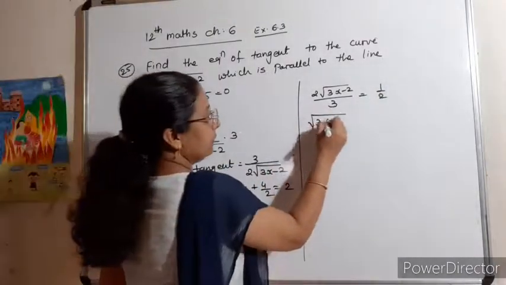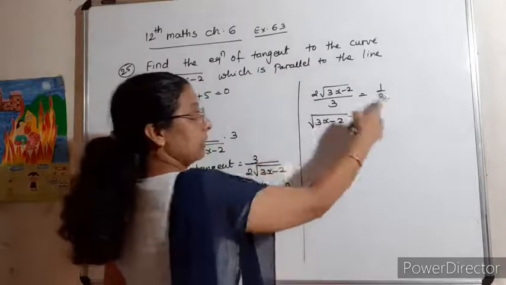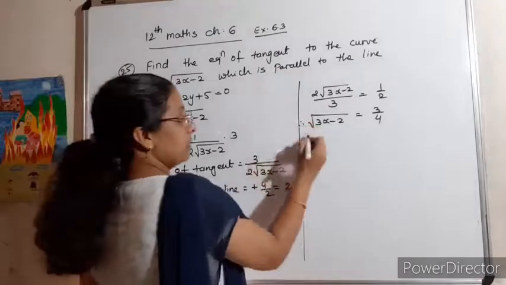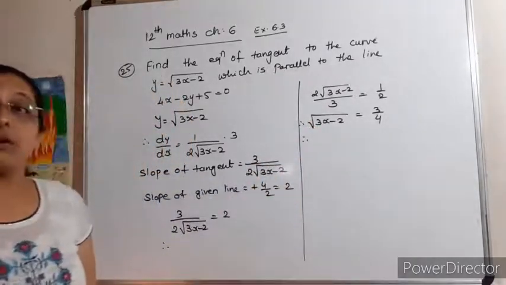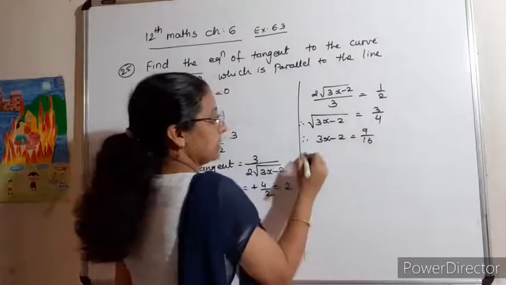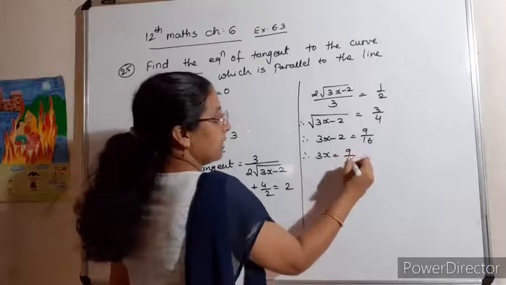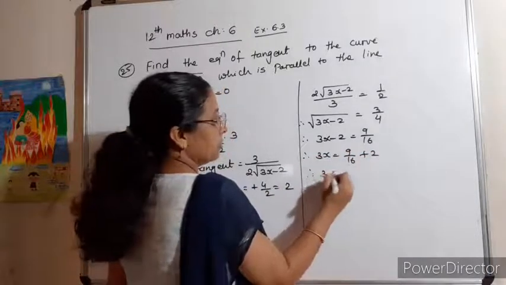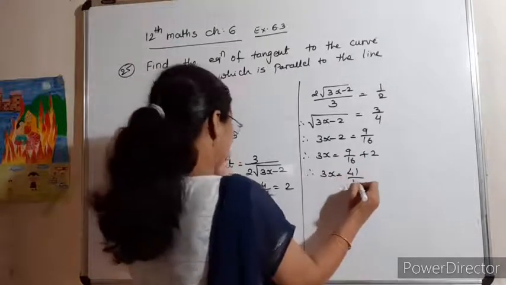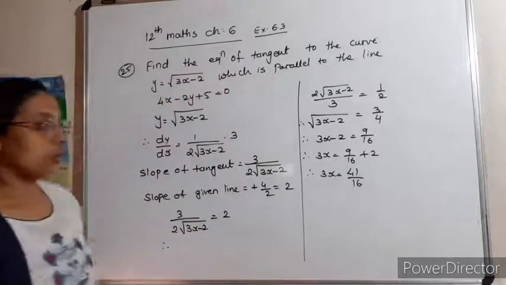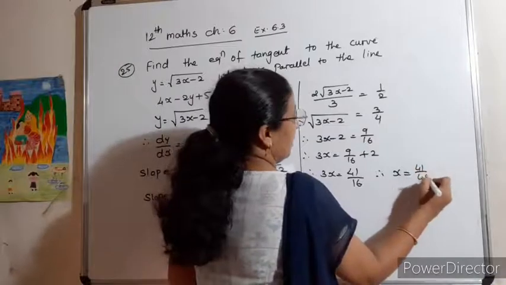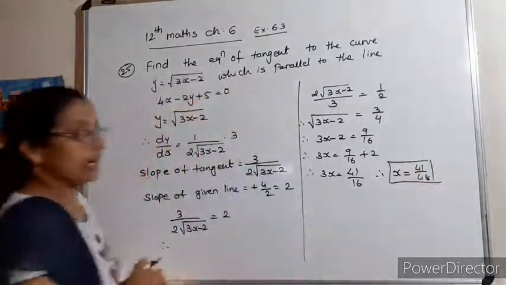Then square root of 3x minus 2 is 3 by 4. Now if you perform the square on both sides, we'll find the value of x from that. So here 3x minus 2 is 9 by 16. So 3x equals 9 by 16 plus 2. So 3x is (32 plus 9), 41 by 16. Yes or no? Yes. Then x is equal to 41 by 48. This is the value of x.